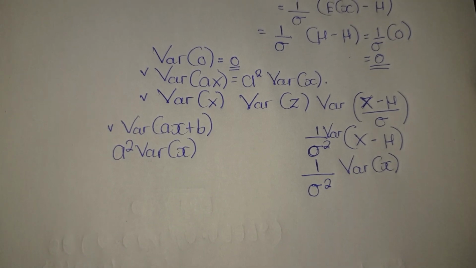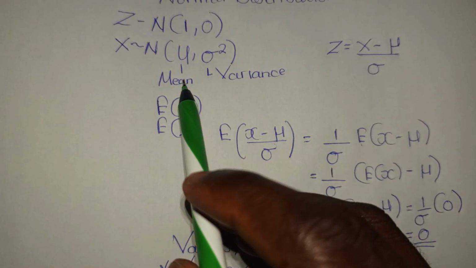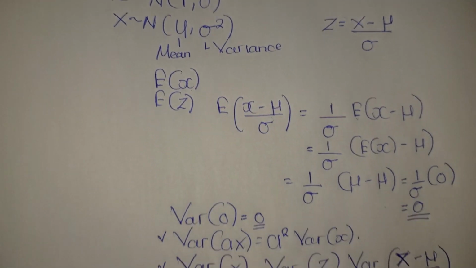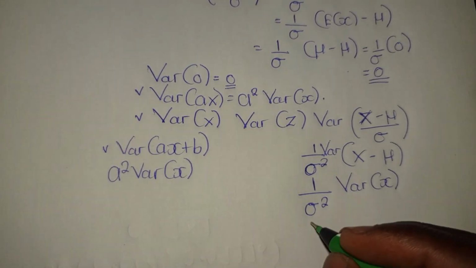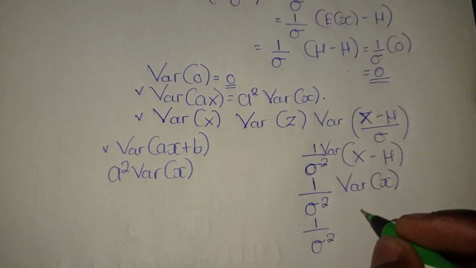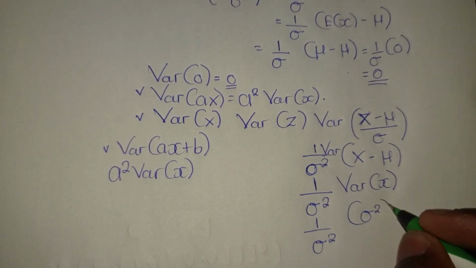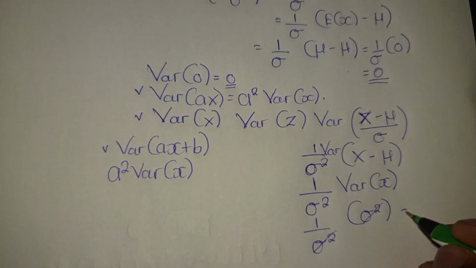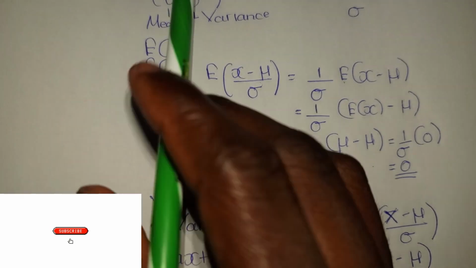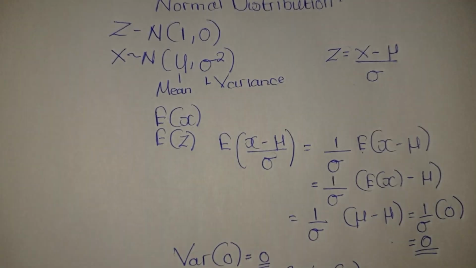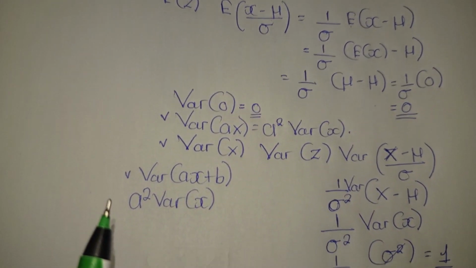Remember, in our preamble we said that this is the mean and this is the variance. So we now do substitution under algebra. We replace the variance of X with sigma squared, where sigma squared and sigma squared cancel and we have a 1. So this is how they derived this 1 together with the 0 under the standard normal distribution.